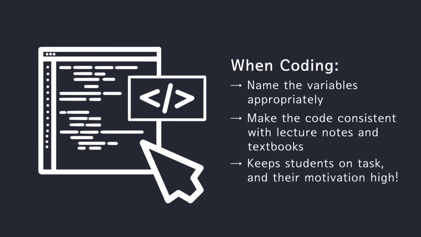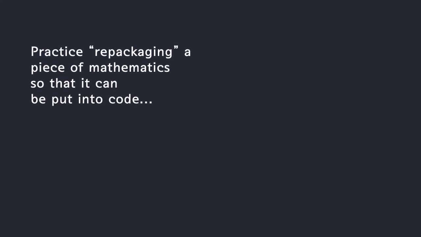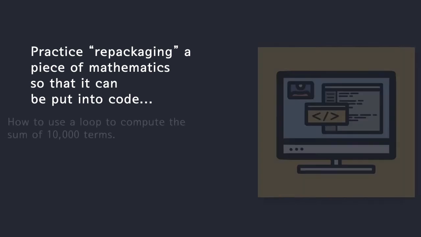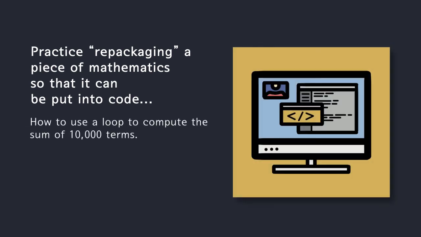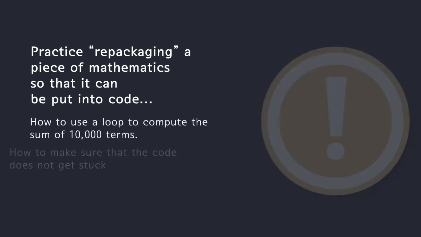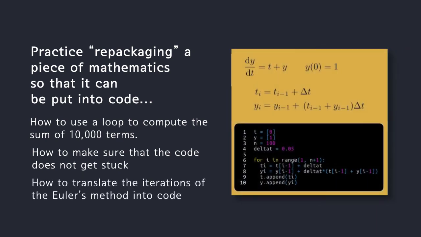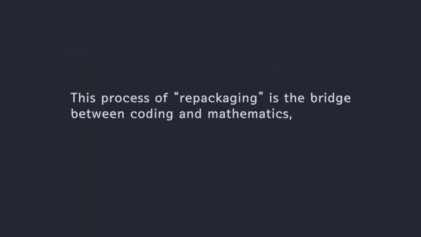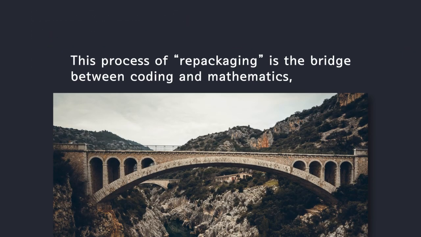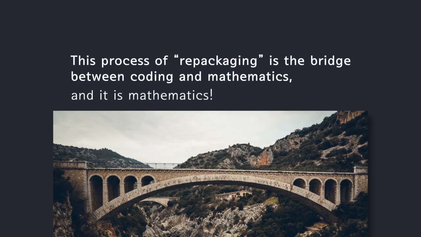The other aspect is to practice repackaging a piece of mathematics so that it can be put into code. For instance, how do we use a loop to compute the sum of 10,000 terms of a series? Or how do we make sure that the code does not get stuck by encountering the square root of a negative number or division by 0? Or we need to figure out how to translate the iterations of Euler's method into Python code. This process of repackaging is the bridge between coding and mathematics, and it is mathematics.